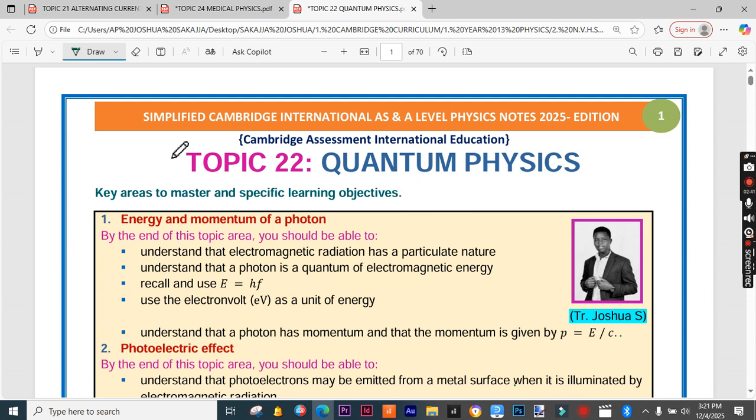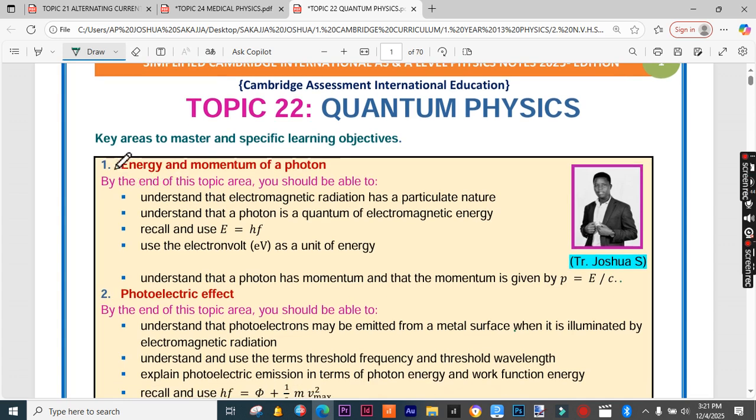So on the key areas to master and specific learning objectives, there are 4 areas. One is energy and momentum of a photon, whereby a photon is a quantum of electromagnetic energy, or just a packet of energy. By the end of this topic area, you should be able to: 1. Understand that electromagnetic radiation has a particulate nature. In other words, electromagnetic radiation behaves as particles. Then number 2, understand that a photon is a quantum of electromagnetic energy, the idea of Max Planck about energy quantization.